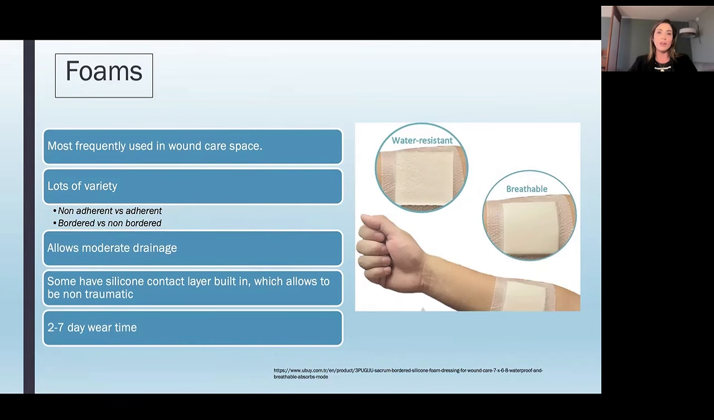So you can have adherent or non-adherent, meaning there's a contact layer built into the foam that allows it to be removed easily. What you're seeing on the right-hand side is actually a bordered foam. That's nice because then you don't have to secure it with a rolled gauze or tape or anything like that. Everything's built into it. Again, they allow moderate drainage. Most that I've seen lately have that silicone contact built into it, which allows it to be non-traumatic.